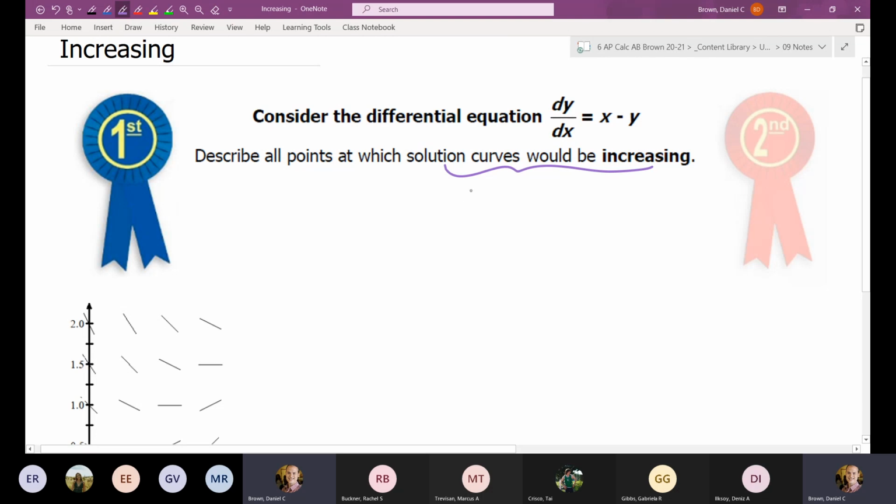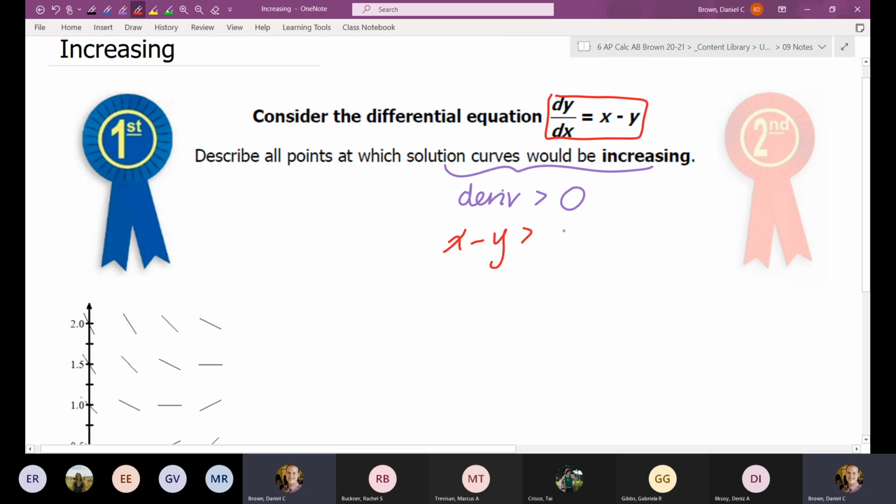So what should jump out in your head? You see this, and you should automatically know, hey, this means the derivative is positive, or the derivative is greater than 0. Well, look at this problem. What is the derivative? What's given to us, dy dx, is the derivative. So if I want to talk about when this curve is greater than 0, basically what needs to be greater than 0? X minus y.